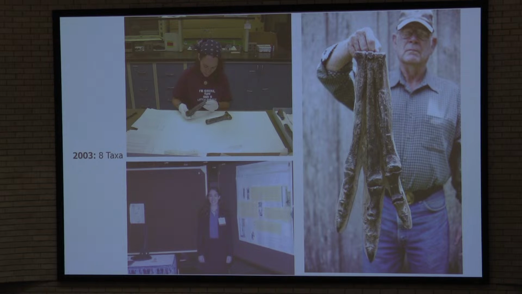So that's what I did for my undergrad thesis. I looked at these fossils, I took them to some meetings, I talked to people. But in 2003, when I was working on this, there were only 8 taxa that this thing closely compared to, the ornithomimosaurs or ornithomimids, that kind of family.